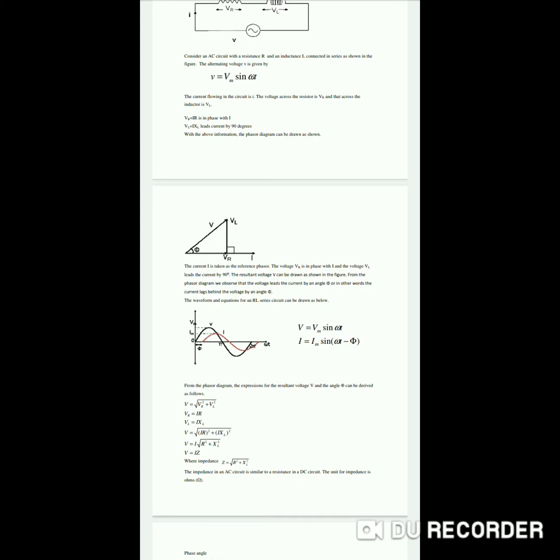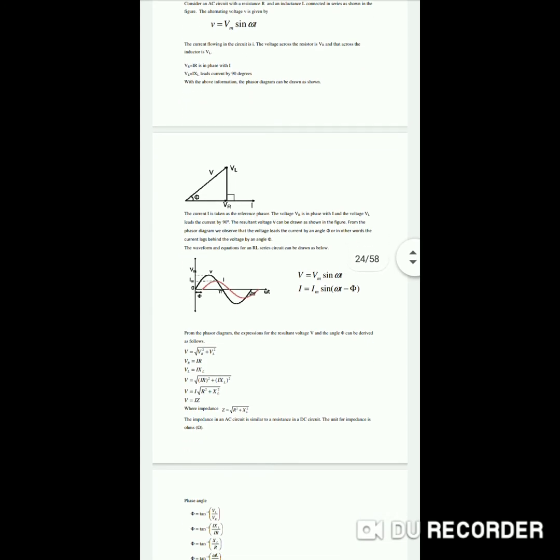If you want to know why VR is in phase, you can watch the previous videos about pure resistance and pure inductance. Resistance voltage is always in phase with the current, and the inductance voltage leads the current by 90 degrees. Using these two conditions we can draw the phasor diagram. The resistance VR is in phase, so it starts at the origin along a straight line, and the inductance voltage leads by 90 degrees.